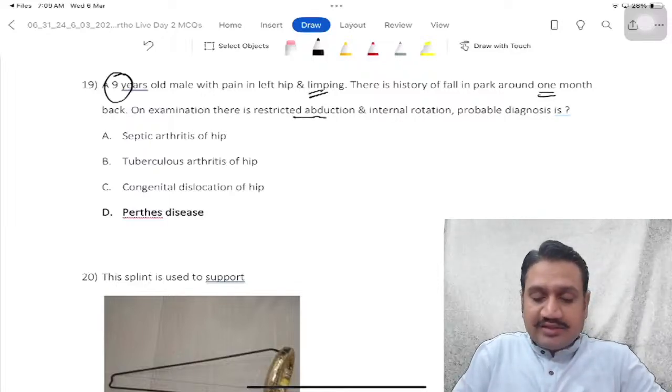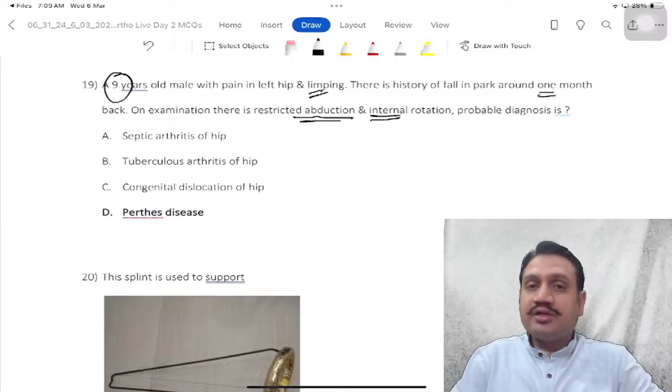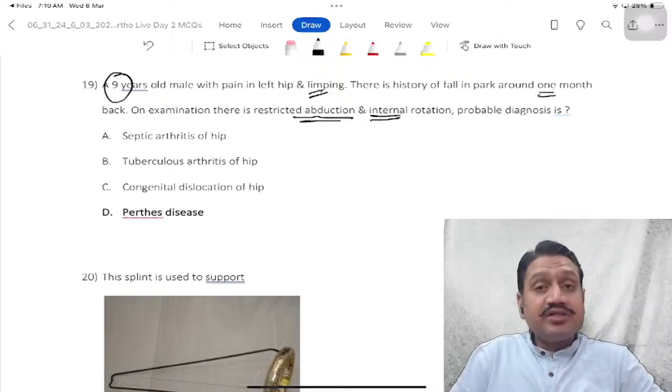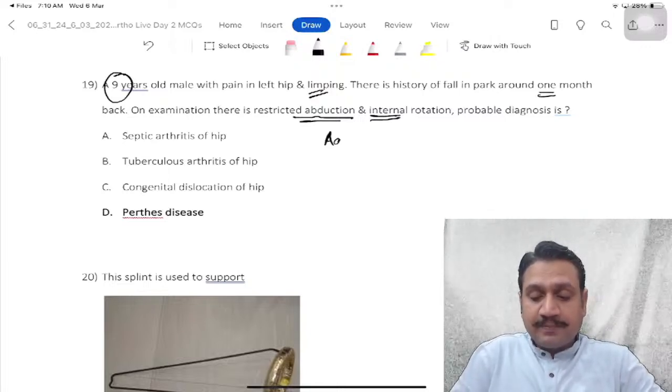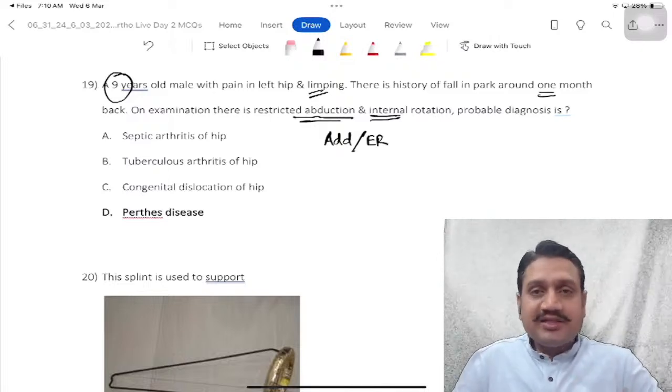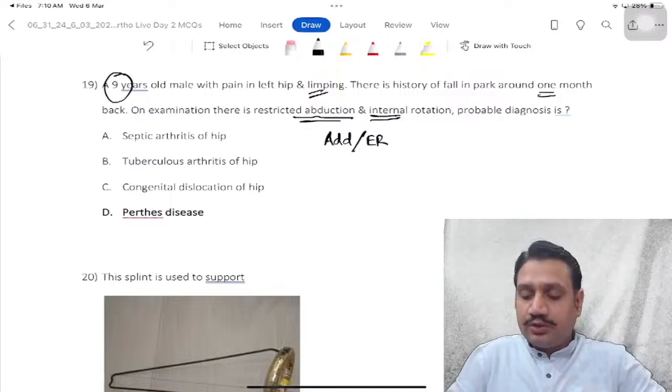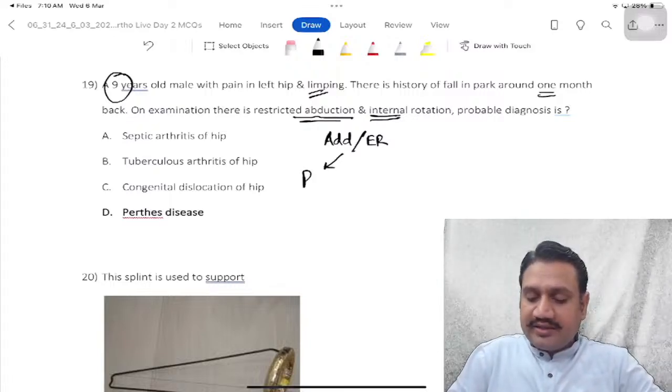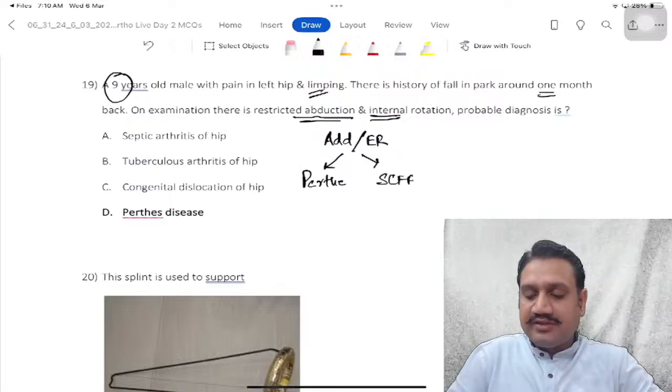On examination, there is restricted abduction and internal rotation. Abduction and internal rotation are restricted. That means the patient is coming adducted and externally rotated. And you know, this kind of mismatch is only seen in two conditions. What are those? One is Perthes and the other one is SCFE. There are two conditions where we see that.